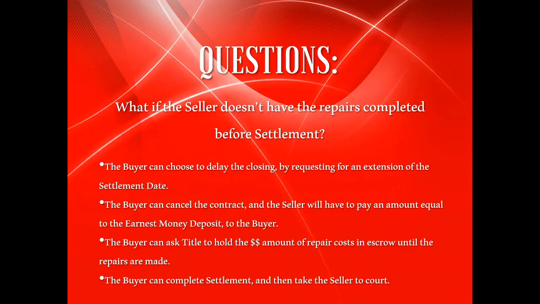Secondly, the buyer can cancel the contract, and the seller will have to pay an equal amount of the earnest money back to the buyer. So if it's a $5,000 earnest money that the buyer put up, the seller is going to have to give them $5,000 more in addition to the earnest money being released. That's because they defaulted. They did not do what they agreed to do in the contract.